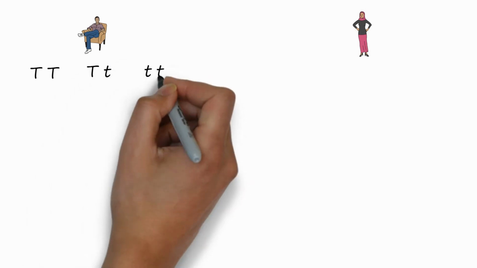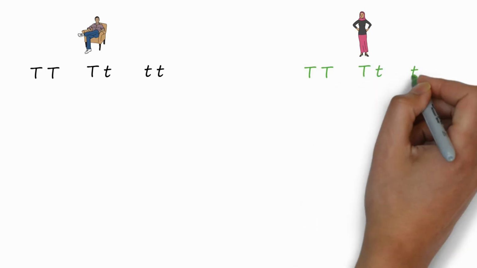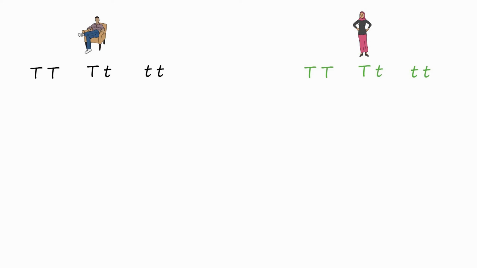So let's look at our father. He carries 2 genes per trait. He could have 2 dominant genes for a trait, for example, he could have a dominant gene and a recessive gene for a trait, or he could have 2 recessive genes. Likewise, the mother could have 2 dominant genes for a trait, one of each kind of gene for a trait, or 2 recessive genes for a trait.